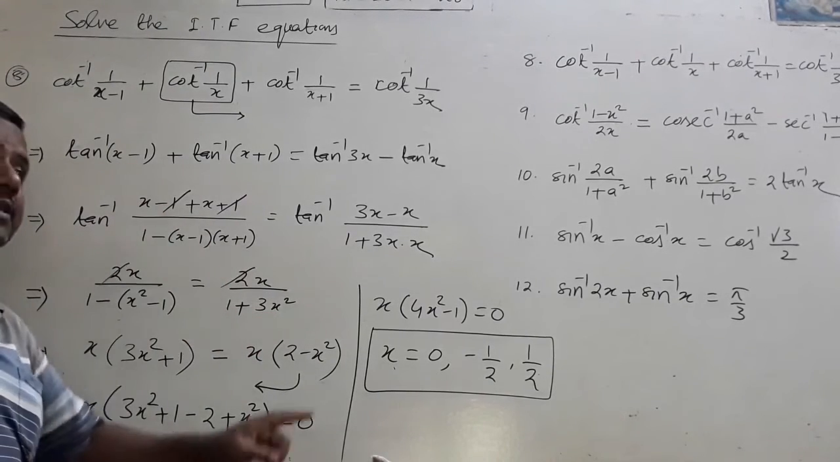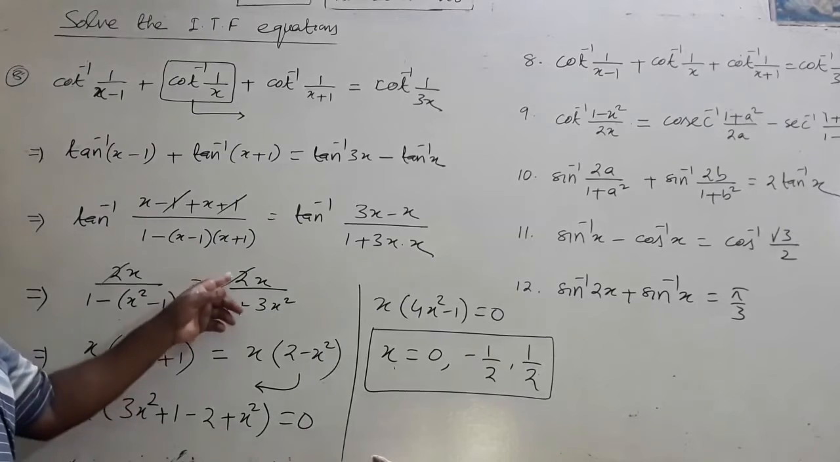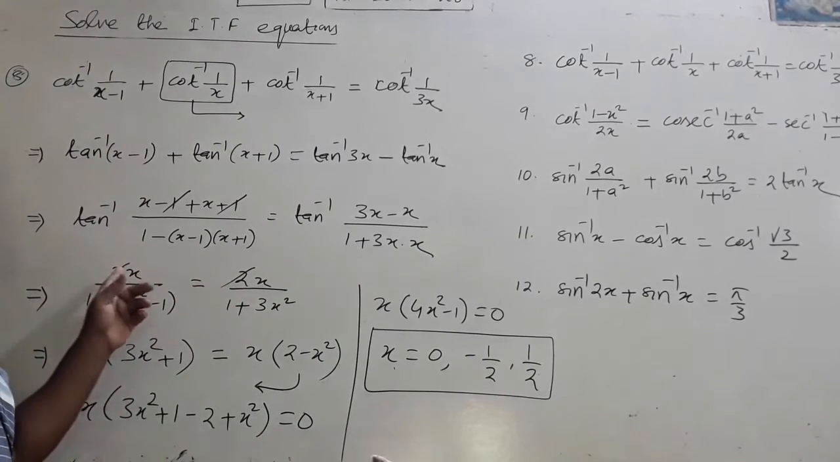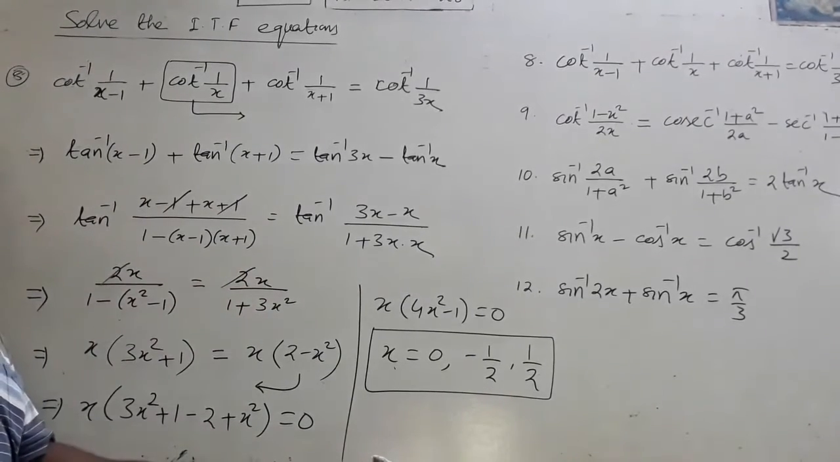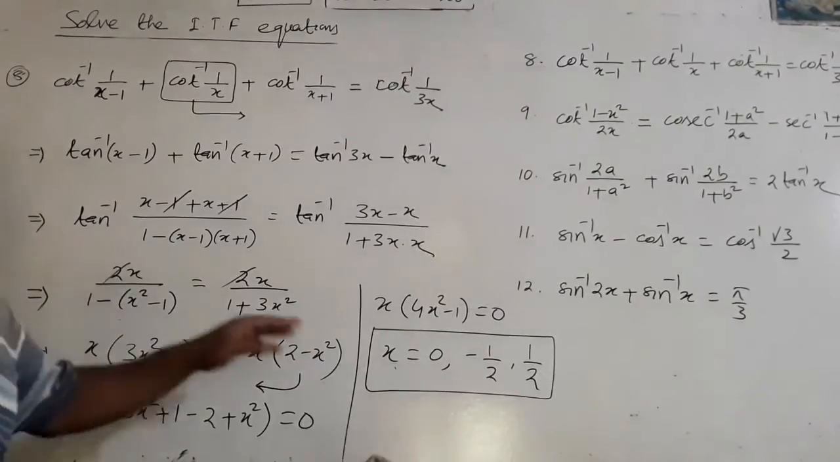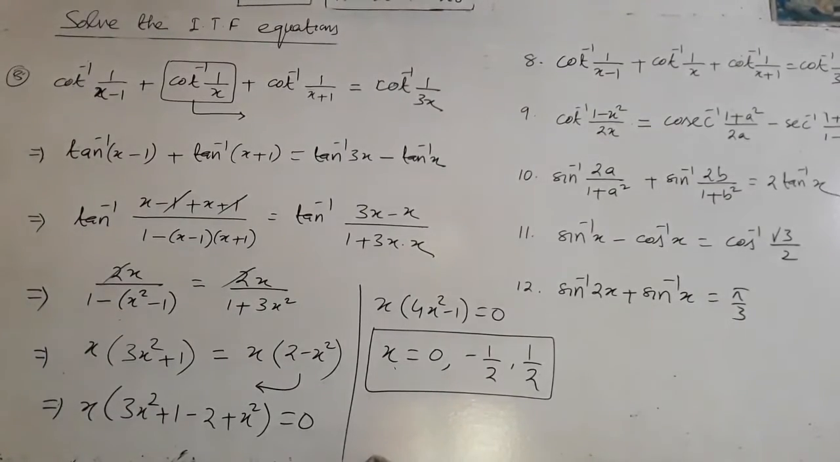Mind it, it is very important to note that we can cancel 2, but we cannot cancel x. If we cancel x, then it will become a problem. Numerator x can never cancel each other.